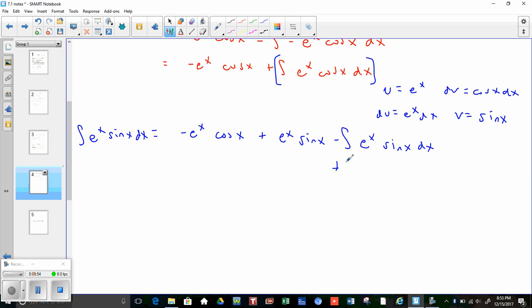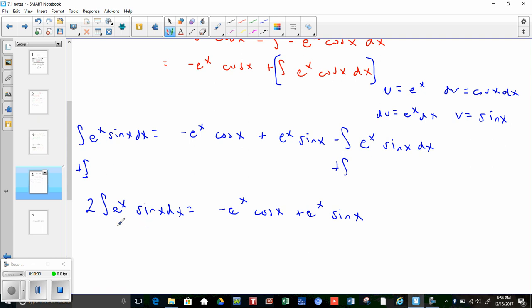What if I were to add that integral to both sides? Well, if I add this integral, which is the same as this integral, I'm really going to get 2 of these integrals over here. So this will be 2 integral e to the x sine x equals negative e to the x cosine x plus e to the x sine x, because I've added that integral to this side over here. So now I have 2 of them.